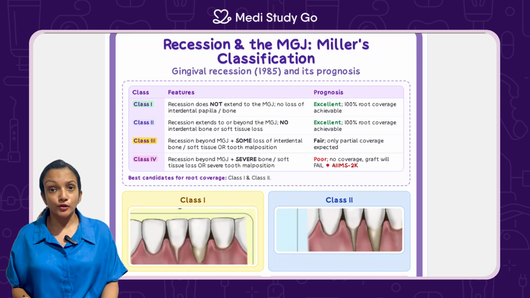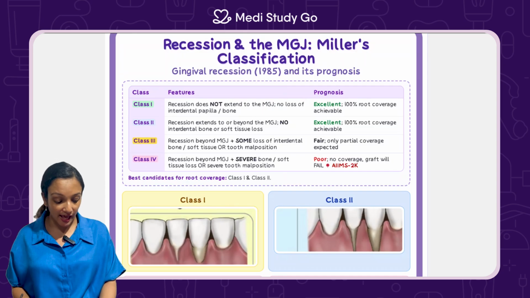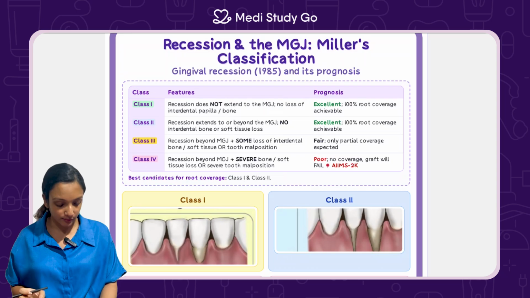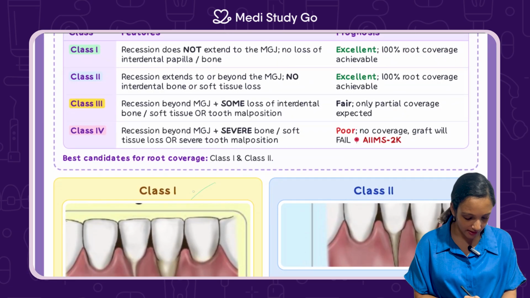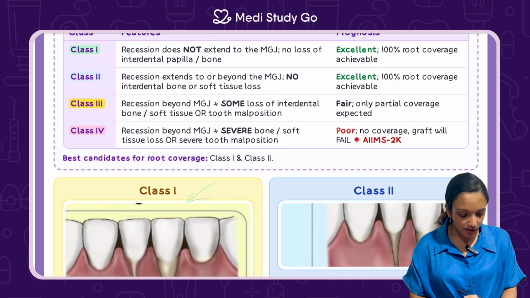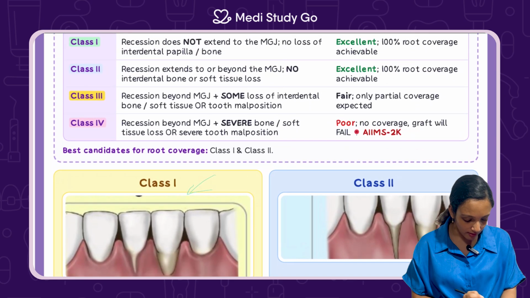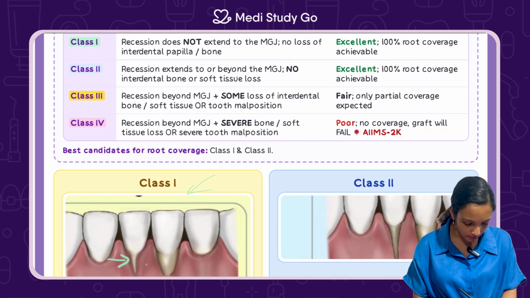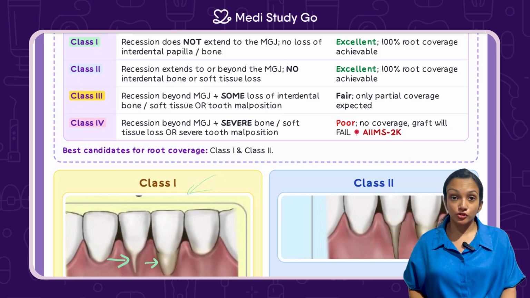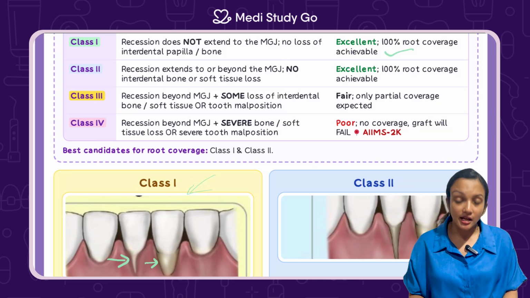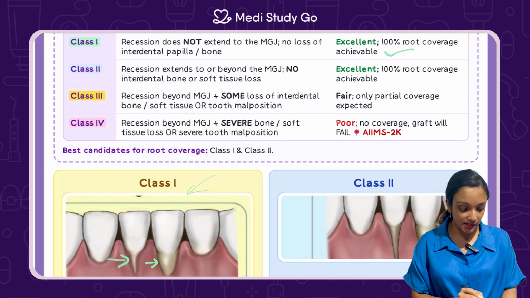This makes use of the mucogingival junction as a landmark, and it classifies recession into 4 types. Let's look at each of these one by one. If you look at class 1, here the recession does not extend to the mucogingival junction and there is no loss of interdental papilla and bone. So basically this is the recession over here. It does not extend to the mucogingival junction. There is no loss of interdental papilla or bone. So if you do any root coverage procedures, you can expect an excellent outcome from them. This is class 1.